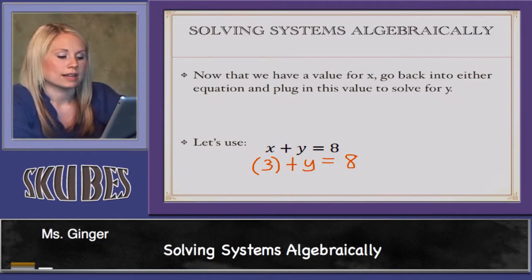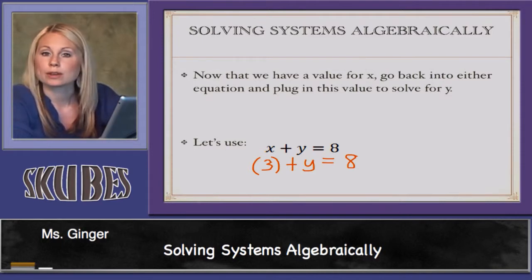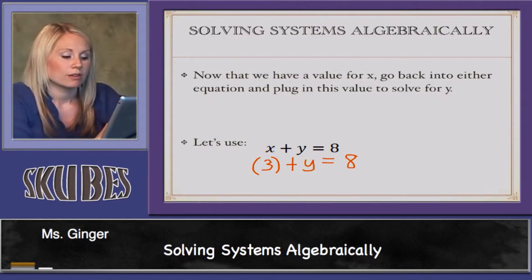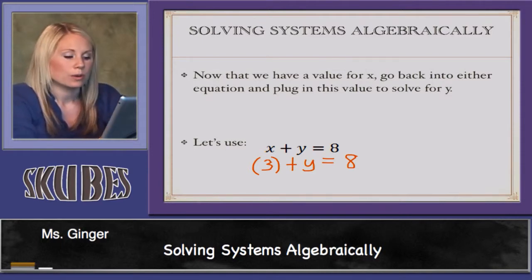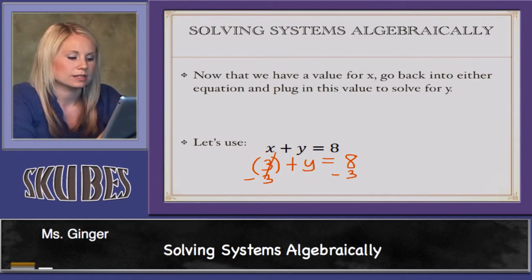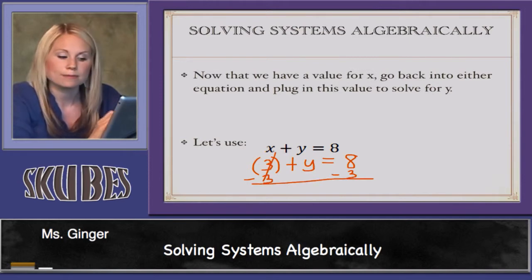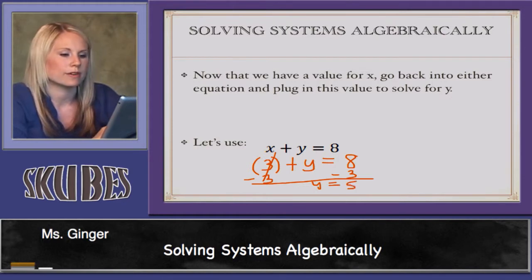3 plus y is 8, so we know some number added to 3 equals 8, and we know that that's 5. If we needed to solve for it, we could use our solving steps and take the opposite operations. The opposite of 3 is negative 3, so I could subtract 3 on both sides, and I would have y equals 5.